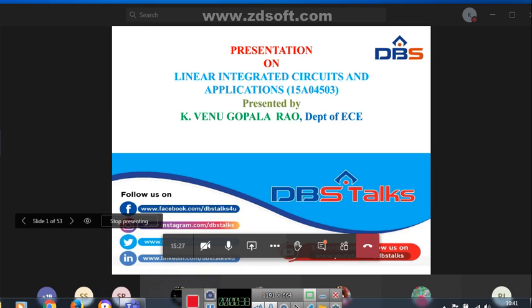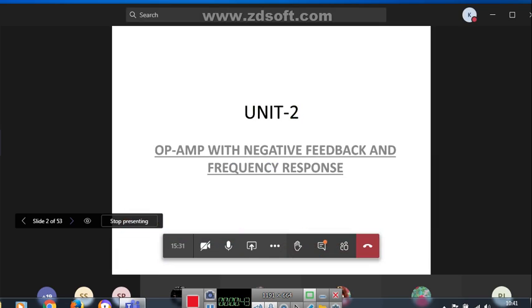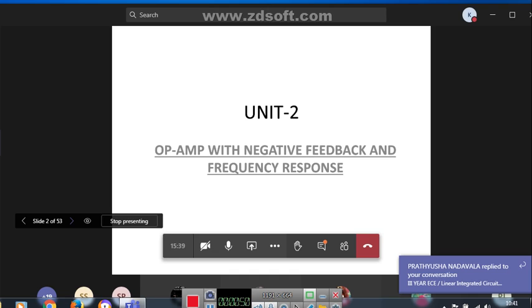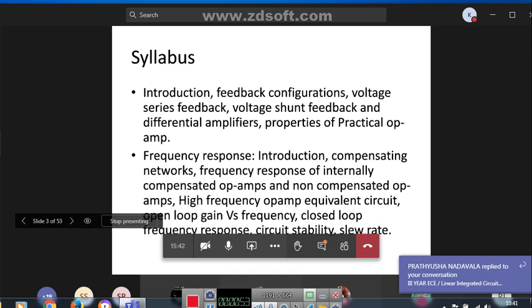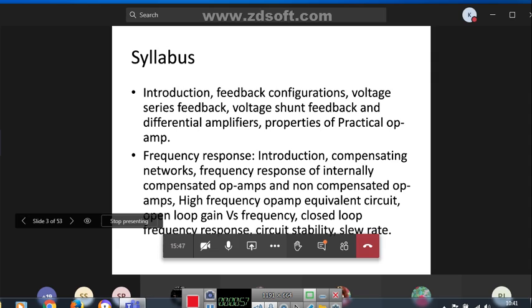In the second unit we are having op-amp with negative feedback and frequency response. See here. So what are the different types of feedback configurations? All of you know about voltage series feedback, voltage shunt feedback, right? And differential amplifiers and properties of practical op-amp and the frequency response of op-amp.